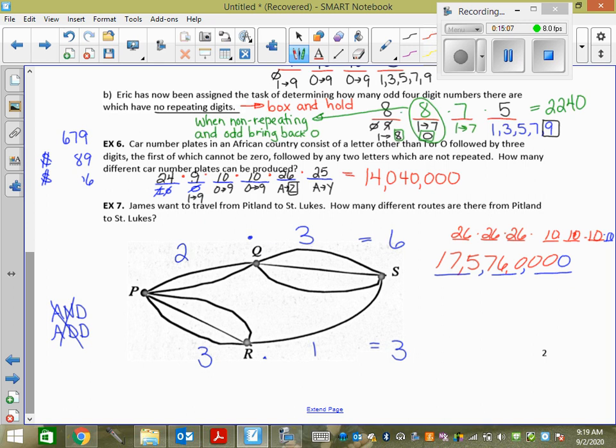So "and" and add do not go together. "And" is just multiply, and we're going to say we're going to take these paths or these paths, right? We're not going to say that we're going to take those paths and those paths. That's craziness. You're literally driving back home and redoing it. So because it's "or", we're going to add, and we're going to get 9 routes. 9 different routes.